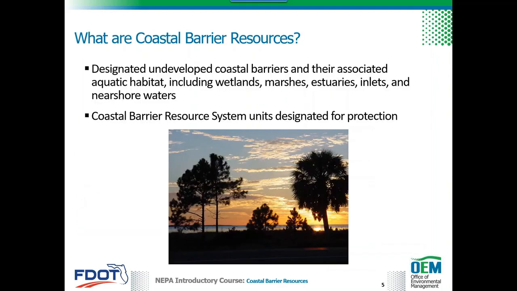Coastal barrier resources are designated undeveloped coastal barriers and their associated aquatic habitat, including wetlands, marshes, estuaries, inlets, and nearshore waters. The U.S. Department of the Interior has established a coastal barrier resource system, creating designated units protected by the Coastal Barrier Resources Act.